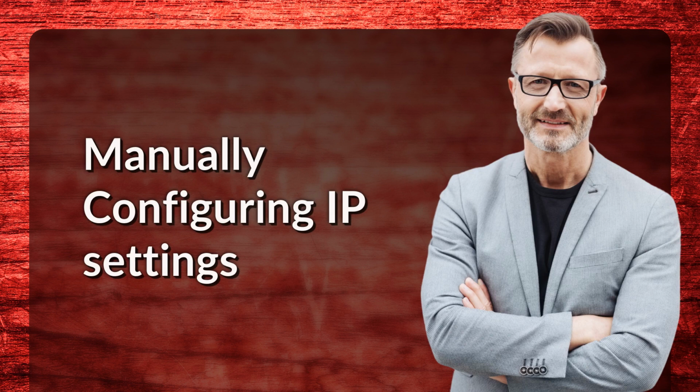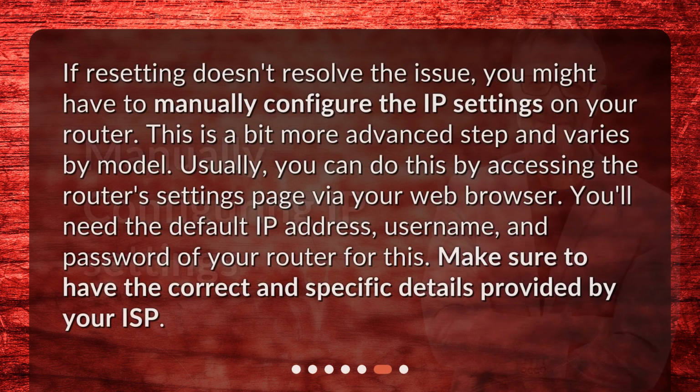Manually configuring IP settings. If resetting doesn't resolve the issue, you might have to manually configure the IP settings on your router. This is a bit more advanced step and varies by model. Usually, you can do this by accessing the router's settings page via your web browser. You'll need the default IP address, username, and password of your router for this. Make sure to have the correct and specific details provided by your ISP.